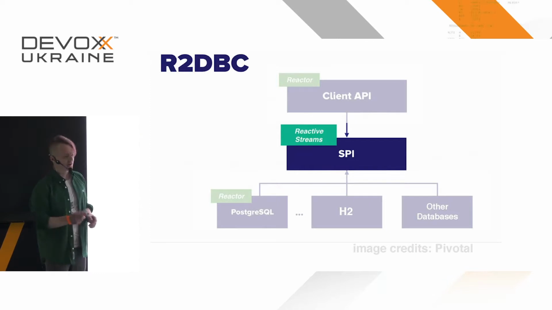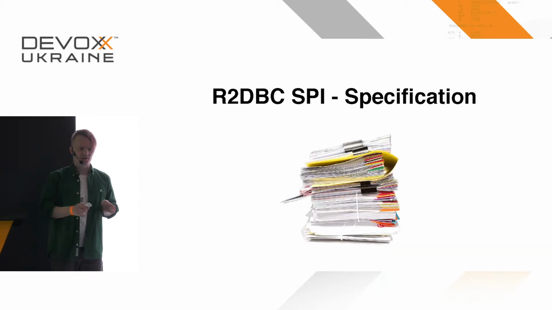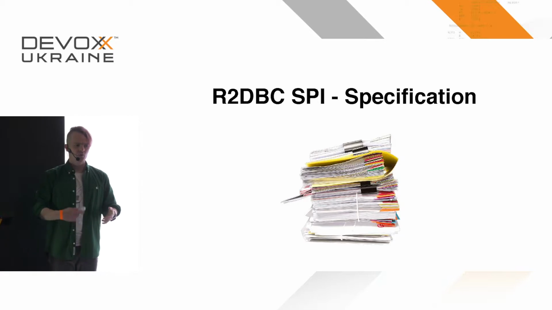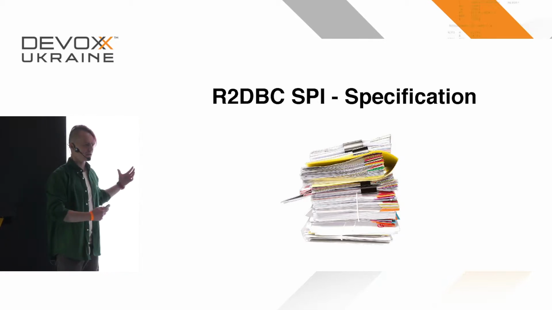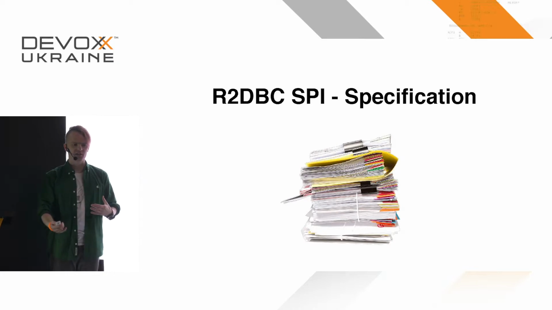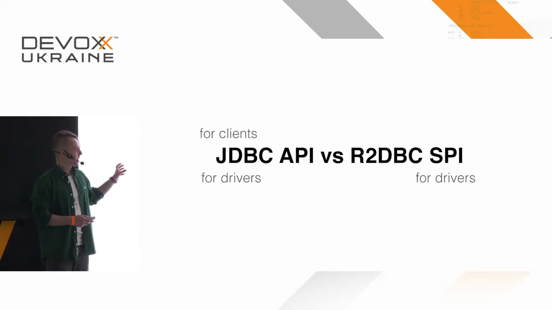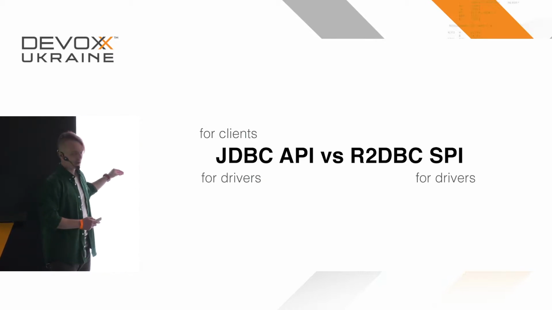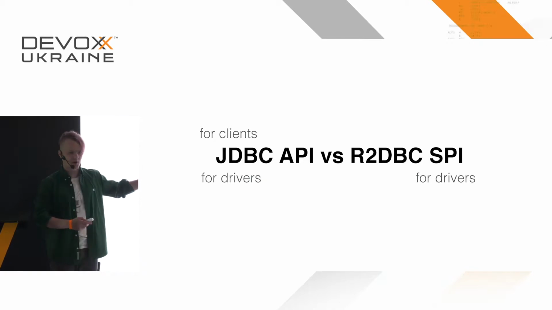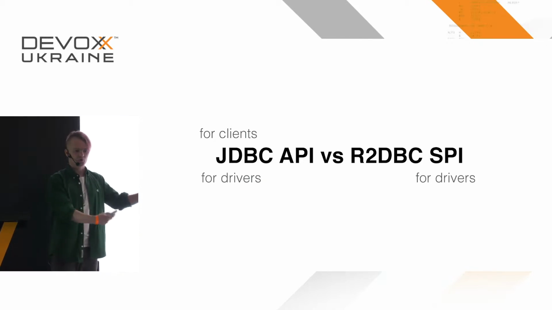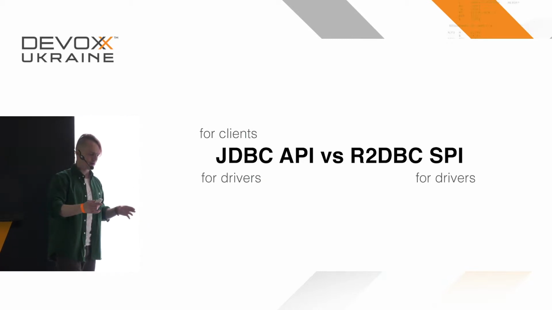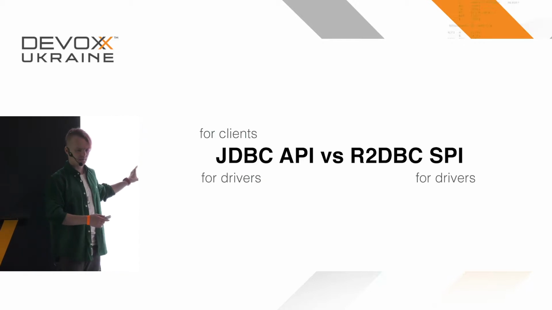What is SPI? At first, the most important thing is the specification. It's a document that says how your driver should behave, how it should communicate with the database, and what to return to the client. And in contrast with the JDBC API, it's not for humans and drivers. It's only for drivers, for those who write drivers. That's why it's small. That's why it does not have all that stuff that is concerned with the client application. And that's why it should be easier to write drivers with it.